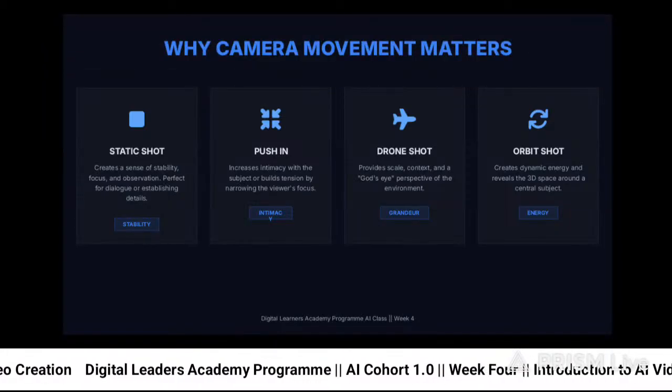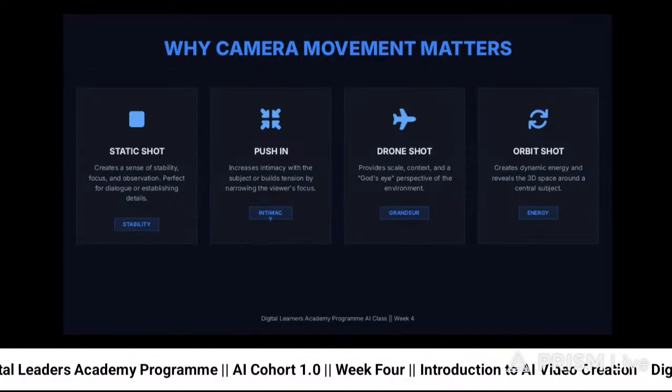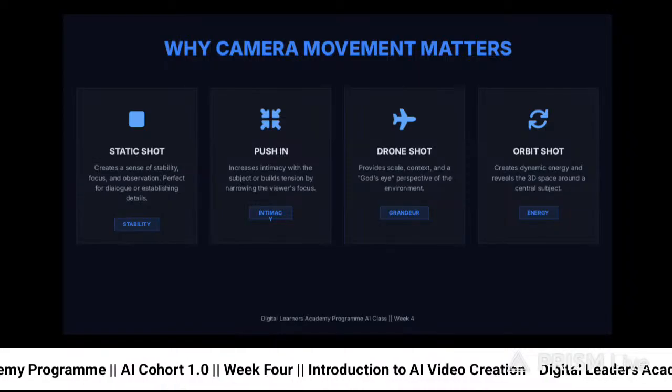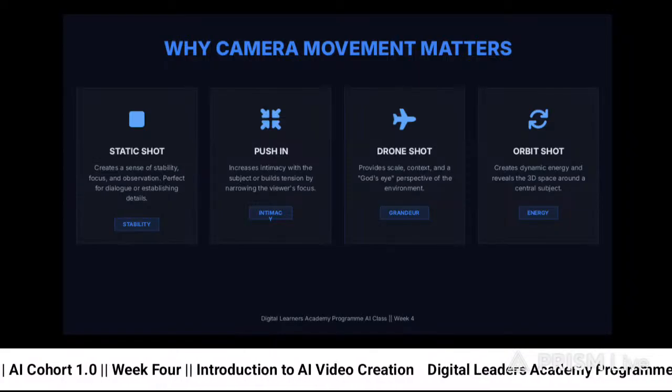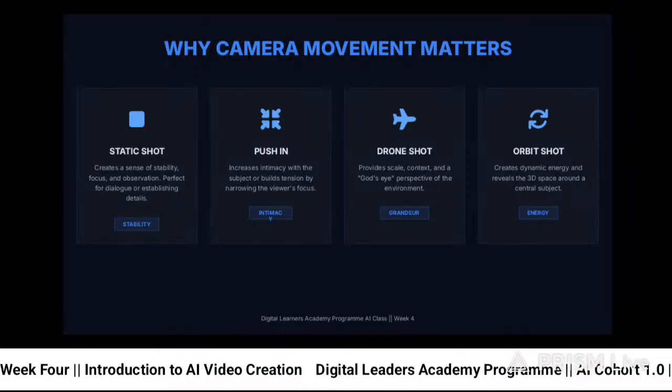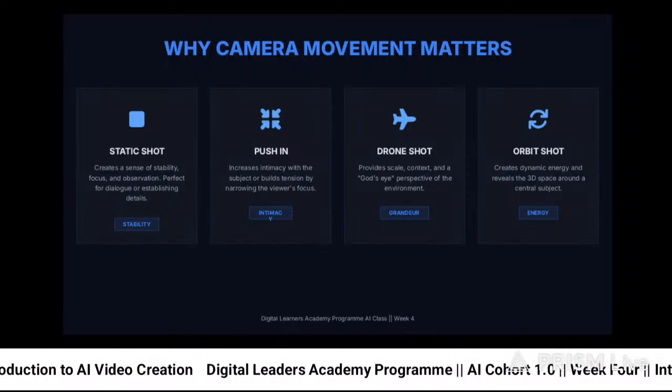The next one is the orbit shot. It creates a dynamic energy and reveals the 3D shape around the central subject. Now, what does the orbit shot mean? It's just like a circular shot. Let's say an object is fixed at this point.